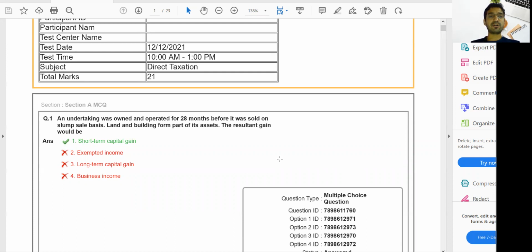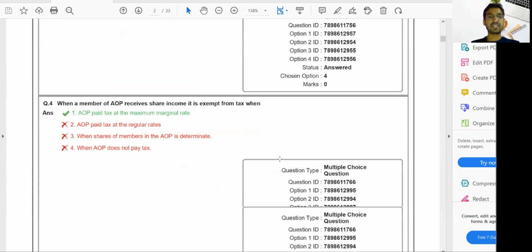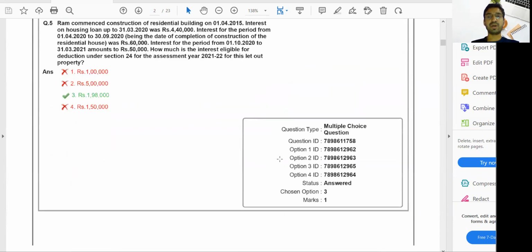Question number one and question number two are similar: 20 marks, one-liner or fill in the blanks. In Section A, 20 questions of one mark, MCQ based. In Section B, either one-liner or fill in the blanks. The paper pattern remains the same, so we are not discussing Section A or Section B. You have already understood.